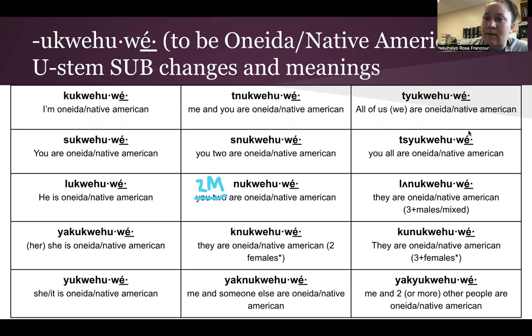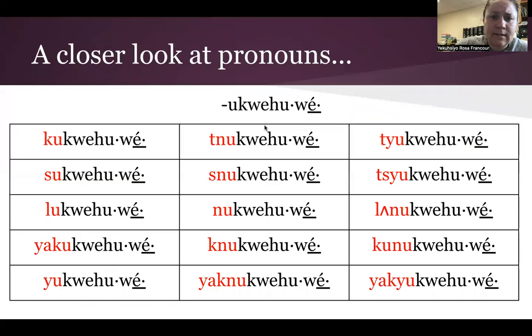Diungwe hu, all of us are Oneida. Jungwe hu, you all are Oneida. Lanungwe hu, they're Oneida, three or more males or a mixed group. Gunungwe hu, they are Oneida or Native American, the three or more females. And then the last one, Yagyungwe hu. They are Oneida. Me and two or more others are Oneida. Yagyungwe hu. All right, let's go to our next slide here.